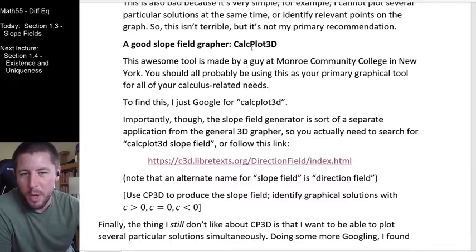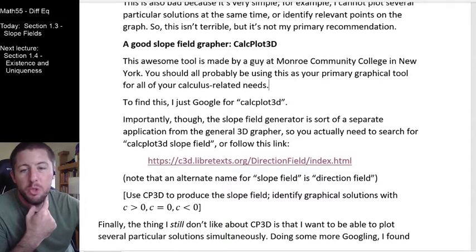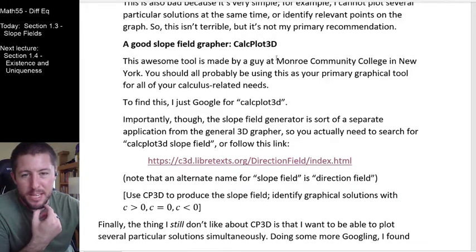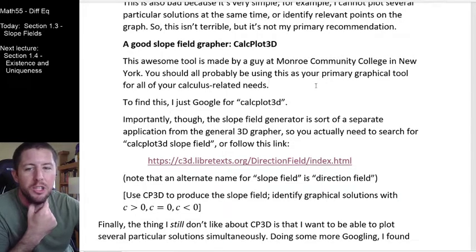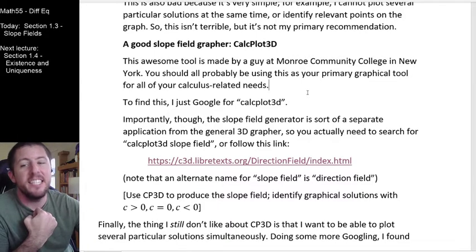This is sort of like what I wish Desmos was like, but for calculus-based stuff and for 3D stuff. This is an awesome tool. I think this is just made by some random dude or maybe some small team at Monroe Community College in New York. For all the calculus classes you're taking for the rest of your life, this should probably be the thing that you're using for all of your calculus related needs. It does a ton of super cool stuff and a lot of it in 3D.